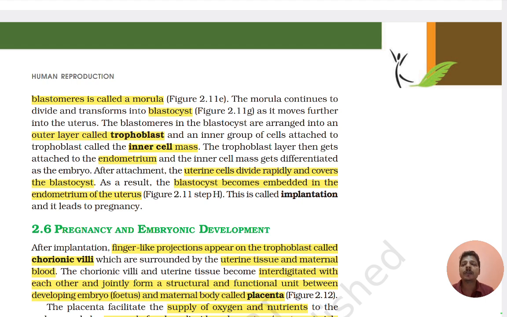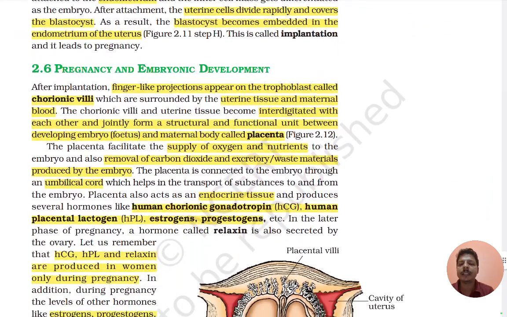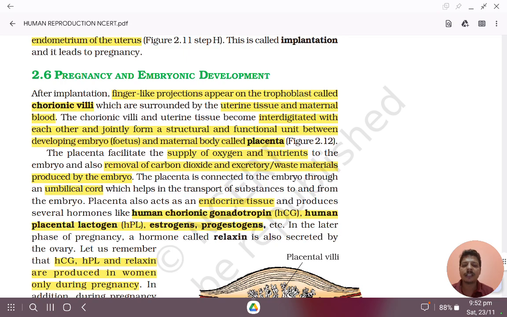And then the blastomeres in the blastocyst are arranged into an outer layer called trophoblast and an inner group of cells called inner cell mass. The inner cell mass differentiates as an embryo, and after attachment the uterine cells divide rapidly and cover the blastocyst. As a result, the blastocyst becomes embedded in the endometrium of the uterus. This is called implantation, which leads to pregnancy. Here also the last topic.